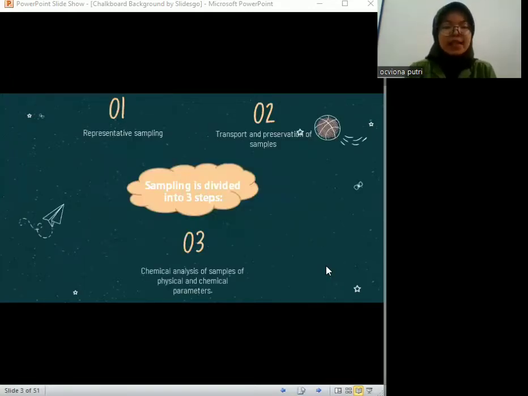Sampling is divided into three steps. The first is representative sampling, the second is transfer and preservation of the sample, and the third is chemical analysis of samples for physical and chemical parameters. So it will be explained in the next slide.